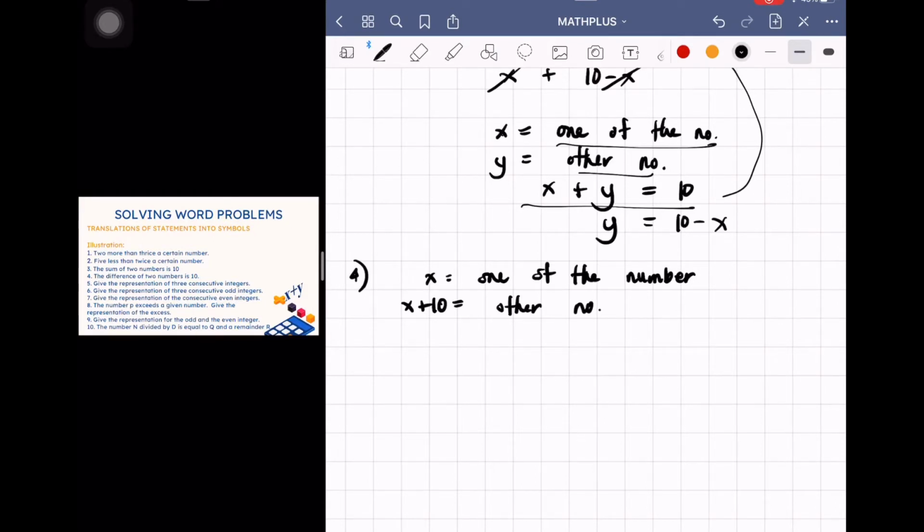In that way, pag sinabing ang difference, ibig sabihin, mas malaki yung isa ng 10. So, in that way, yan o, ito yung other number mo, mas malaki ng 10 kesa dun sa isa. Okay? Which means, this one is the larger number. Ito yung mas malaking number, and this one is the smaller number. Okay? Or, an alternative to this is, if you think the word difference means minus, pwede naman natin itong gawing x minus 10, being one of the numbers.